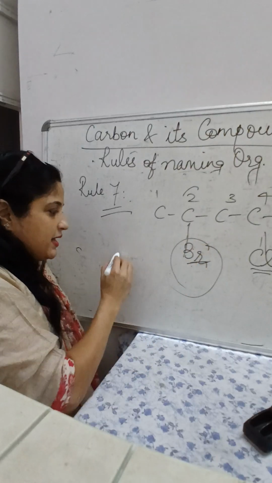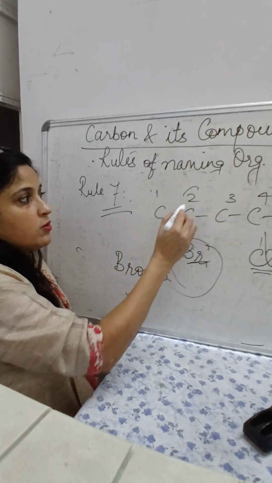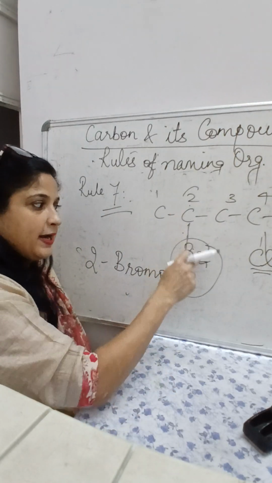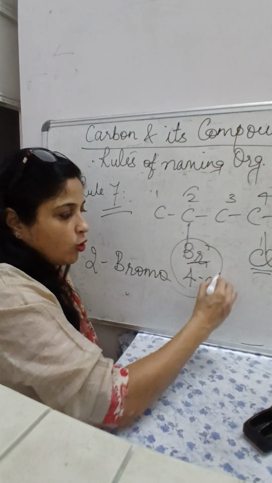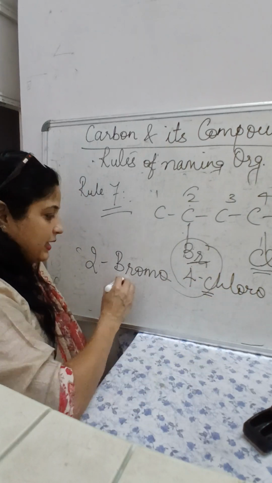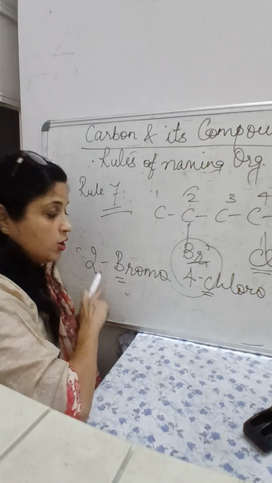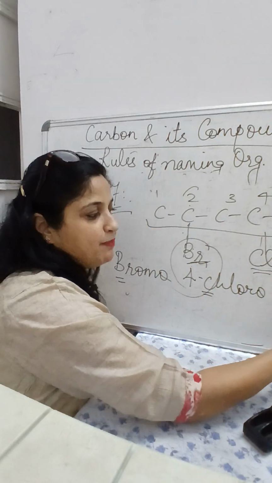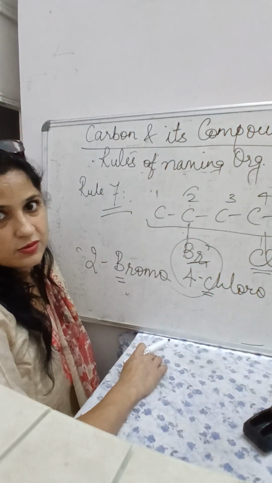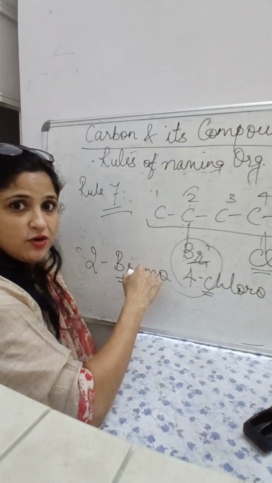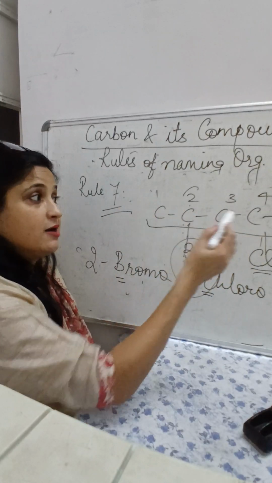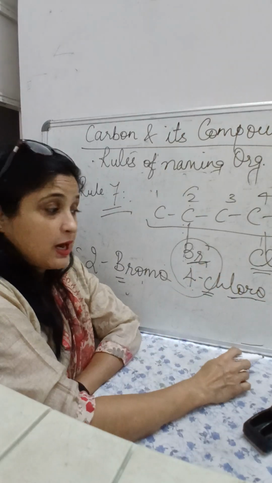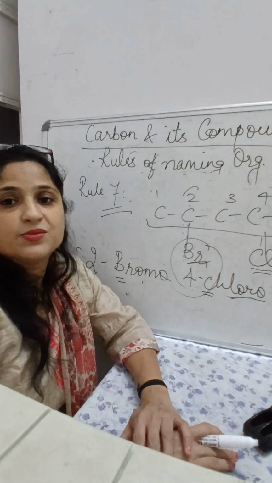Because bromo, B comes first, so 2 bromo, because the bromine group is attached on the second carbon. So 2 bromo, 4 chloro. Between B and C, B comes first, so which did I give the shorter number? 2. 2 bromo, 4 chloro, and then you will check the whole chain, that is pentane, because there are 5 carbon atoms. So 2 bromo, bromine will get a shorter number, then C comes, then it will get the 4th carbon atom where chlorine is there, at the branching, and then the whole hydrocarbon chain, that is pentane.